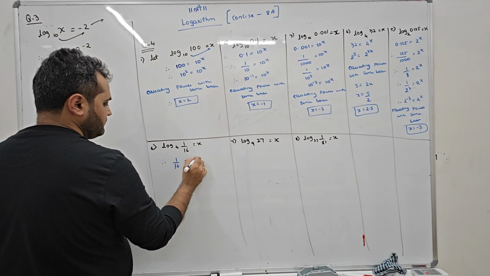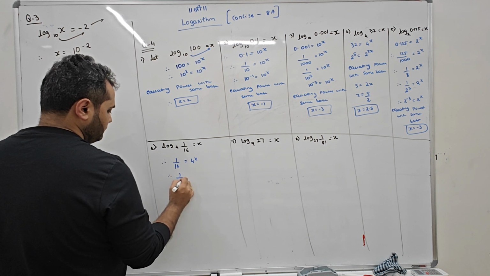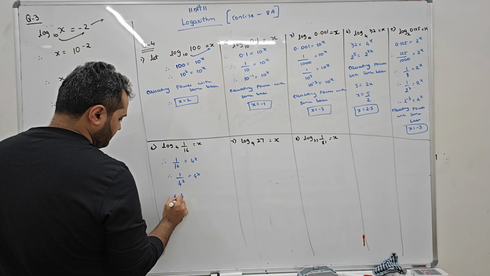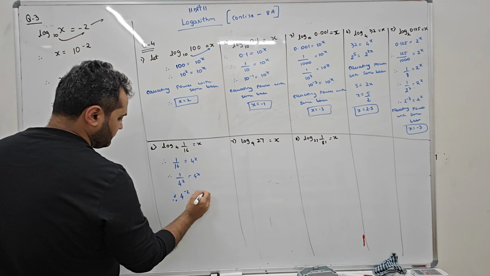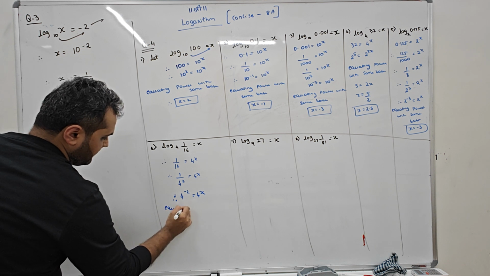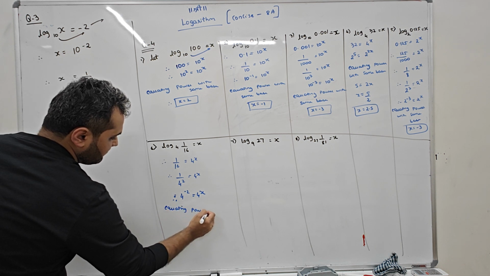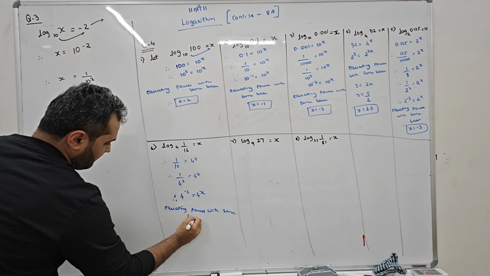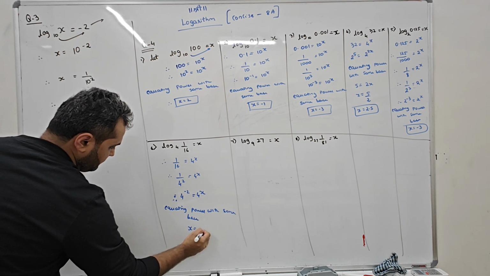1/16 is equals to 4 raised to x. 1 upon 4 square is equals to 4 raised to x. 4 raised to minus 2 is equals to 4 raised to x. Equating power with the same base. x is minus 2.